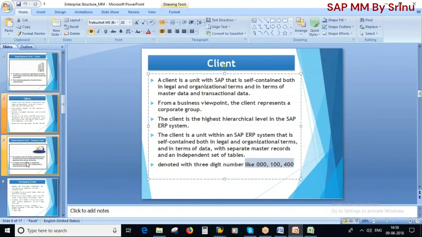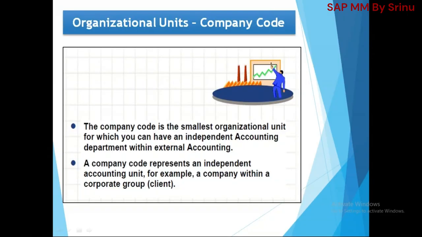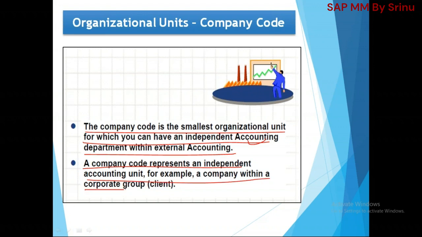Now after the client, you will have the company code. What is the company code? The company code is the smallest organizational unit for which you can have an independent accounting department within external accounting. A company code is nothing but an independent accounting unit. It represents an independent accounting unit in a company within a corporate group, that means under the client.